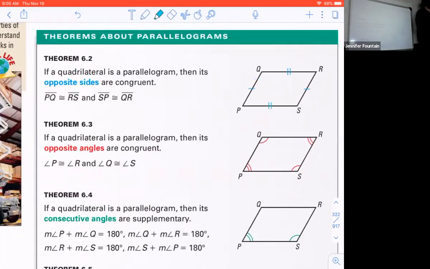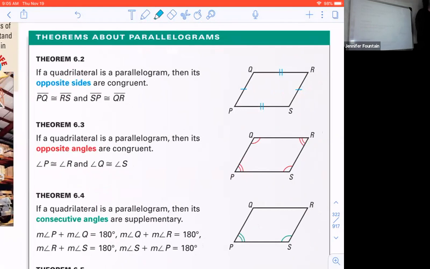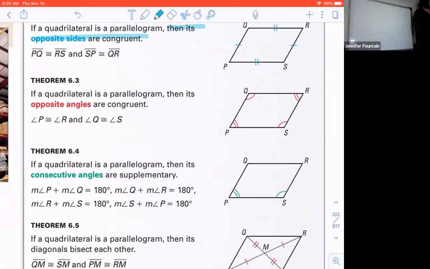All right, so we have theorems about parallelograms. The first one is if a quadrilateral is a parallelogram, remember our if-then statements, then its opposite sides are congruent. Okay, parallelogram, opposite sides are congruent. Theorem 6.3 says if a quadrilateral is a parallelogram, then its opposite angles are congruent. So now we've learned that a parallelogram has opposite parallel sides and it has opposite congruent angles.